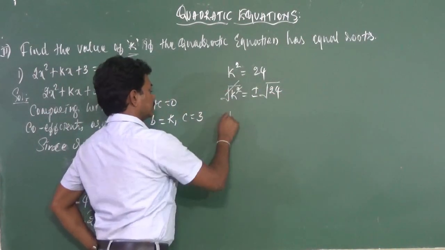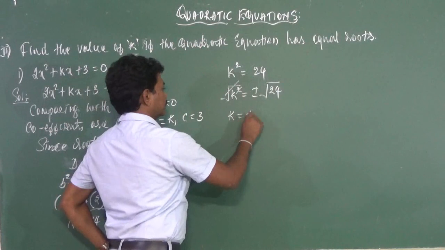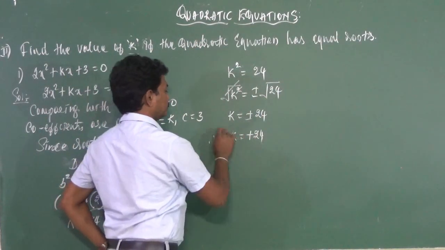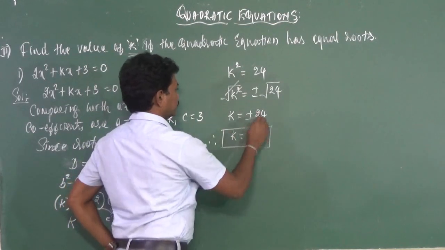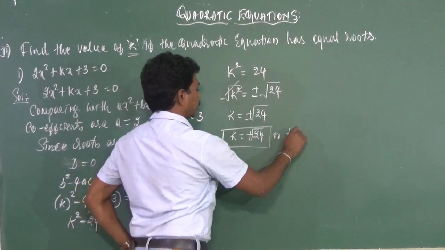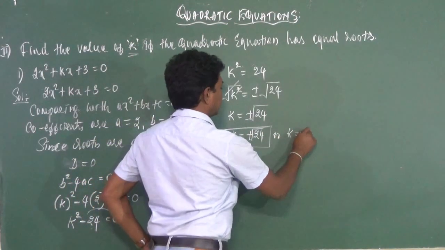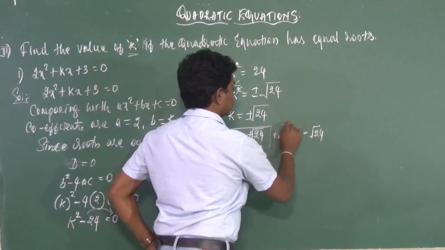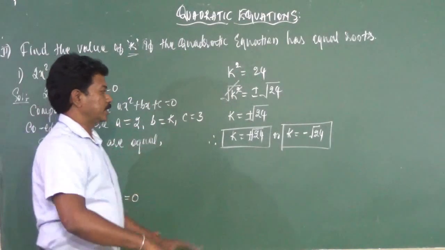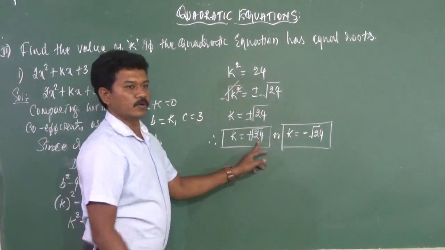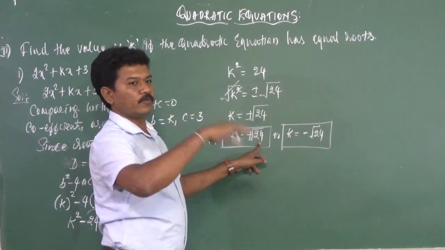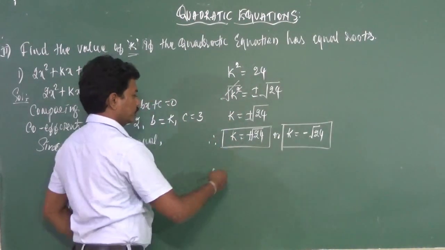Square and root cancel, so k is equal to plus or minus square root of 24. Therefore k is equal to plus square root of 24 or k is equal to minus square root of 24. So this can also be the k value, or if you want, you can simplify it still more, that is, you can take 24 as 6 into 4 and take 4 outside. I will show you.